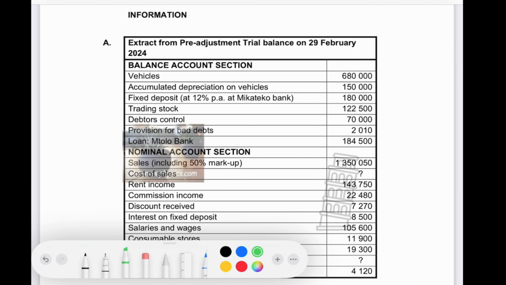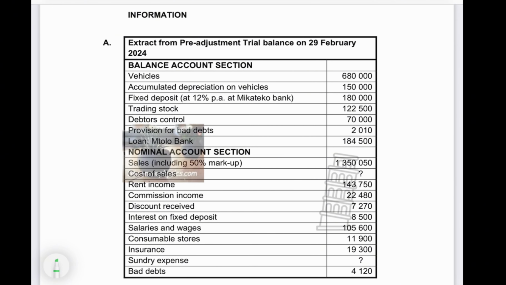The first income that we see here is sales. With sales, it says sales including 50% markup. Sales and cost of sales we use to calculate the gross profit. You can see here that sales include a 50% markup. If you look at our cost of sales, it is not given, meaning you have to use the markup to calculate the cost of sales.